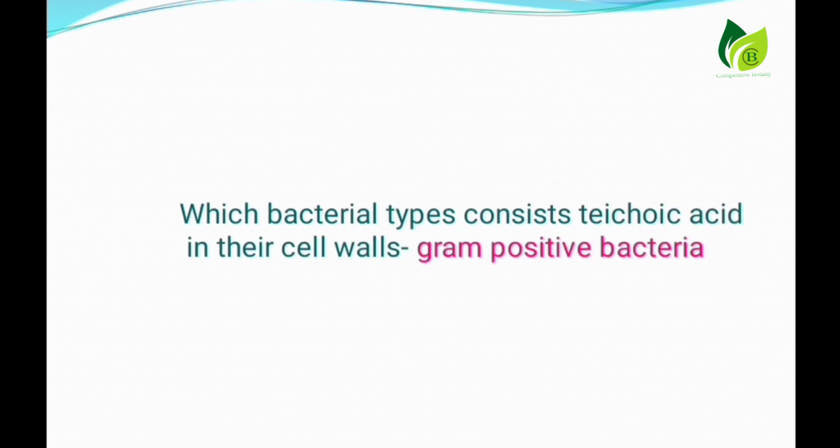Let's go to the next question. Which bacterial types consist of teichoic acid in their cell walls? The answer is gram-positive bacteria. Teichoic acid is a polymer of ribitol or glycerol phosphate.